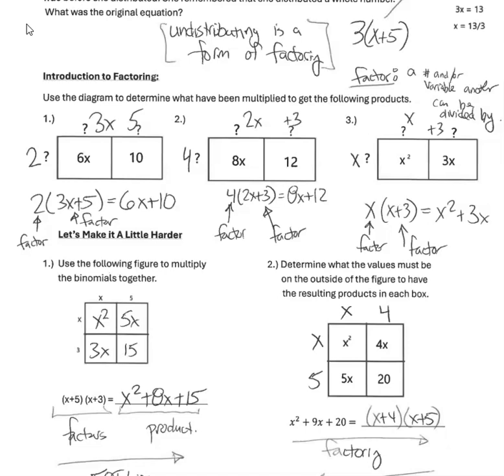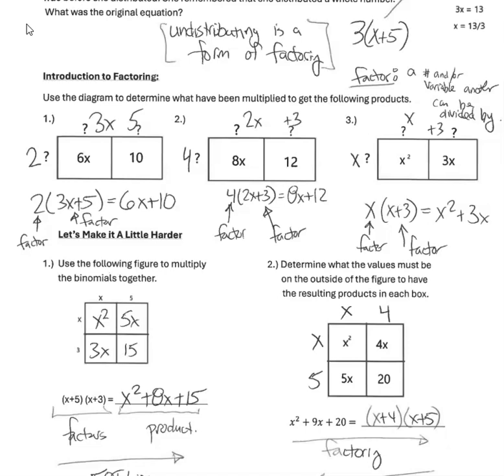So if I put a 2 outside, I have to figure out what the other thing would be multiplying 2 by to get your 6x plus 10. So you get your 6x when you divide by 2, you get 3x, and then your 10 divided by 2 gets your 5. And now you have undistributed, which is a form of factoring, and you end up getting 2 times 3x plus 5 equals 6x plus 10. Both the 2 and the 3x plus 5 are factors of 6x plus 10.